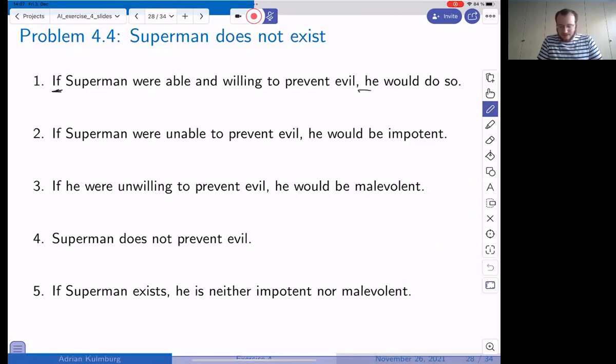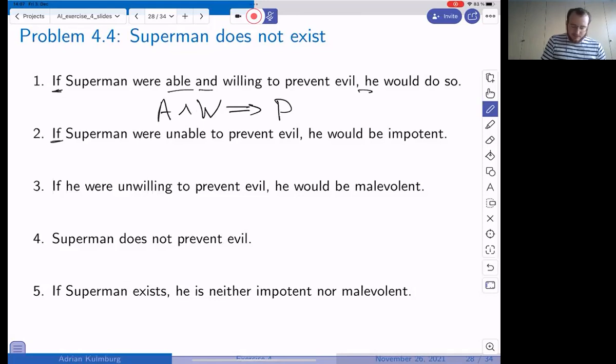So if, then he would do so. And always when you see an if, there should be something in your mind that's like an alarm clock that tells you, there's an if here, so I need an implication. Okay, and that's what we're going to do here. So if Superman were able, so able was A, and willing, so W, to prevent evil, he would do so. So he would prevent evil. So if that were true, then he would prevent evil.